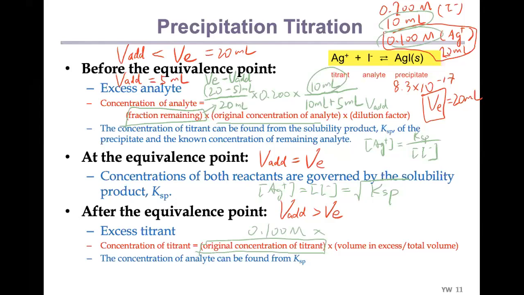And then the volume in excess. What does it mean? It means that you only need 20 milliliter of titrant to finish the titration, but you added more. So what is more will be the volume in excess. So for example, if we added 25 milliliter, then the volume in excess will be 25 subtract by 20, right? And then what is the total volume in this case? Anyone?